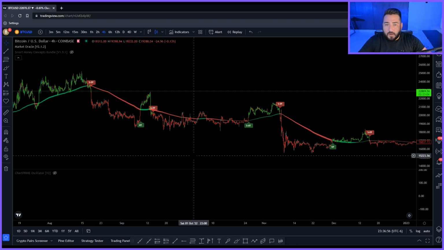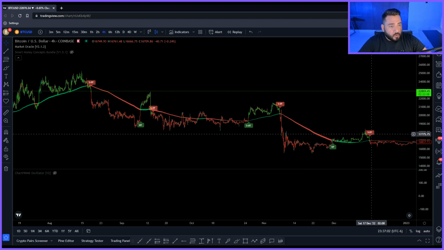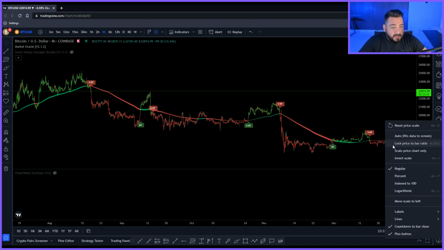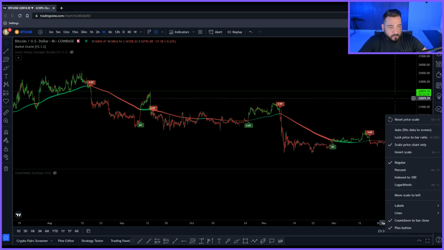Now that we are in here, let's go over some basic steps on TradingView just to make sure that your charts are set correctly. So go over your right side and right click it and make sure that your scale price chart only is checked. You want to see the little check mark there, right? If you don't have it, if it's like this, then just click it and then you'll have it, right?